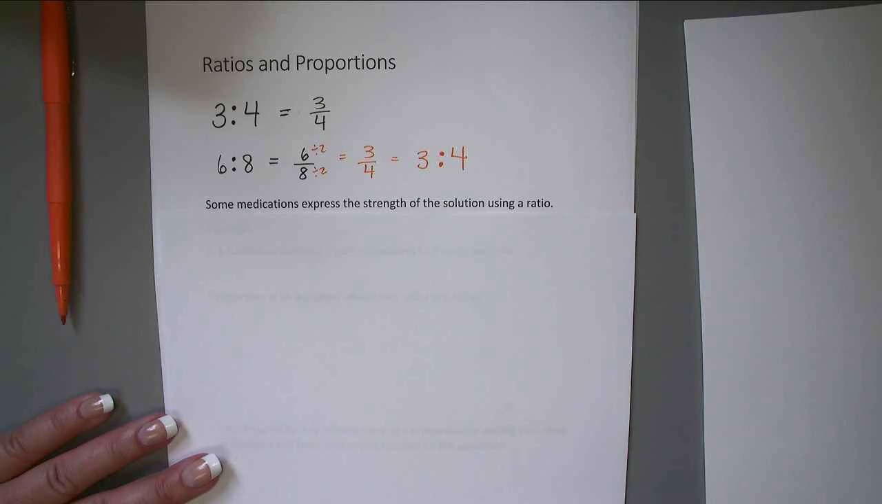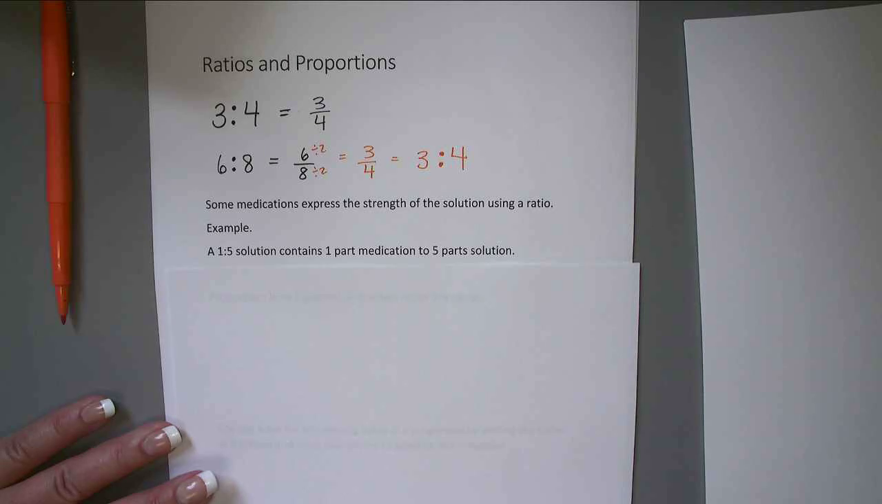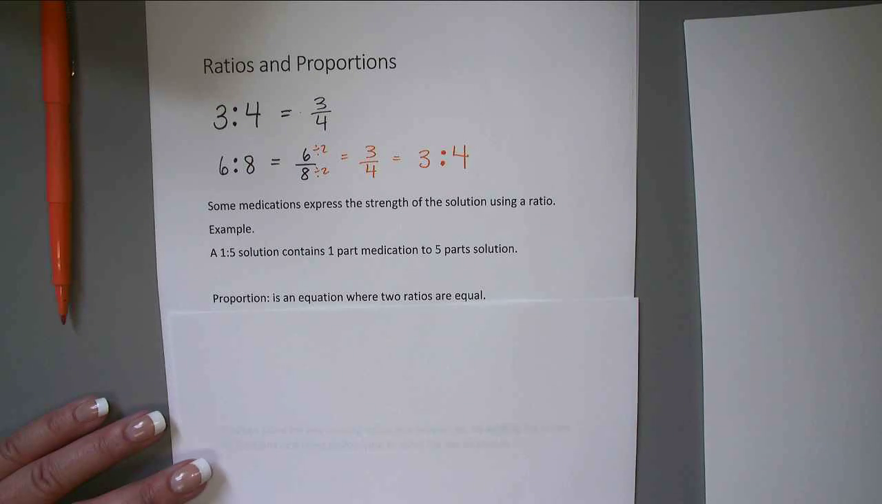Now, some medications express the strength of the solution using a ratio. For example, a 1 to 5 solution contains 1 part medication to 5 parts solution. And that could be in mixture problems too, telling you how much to mix.